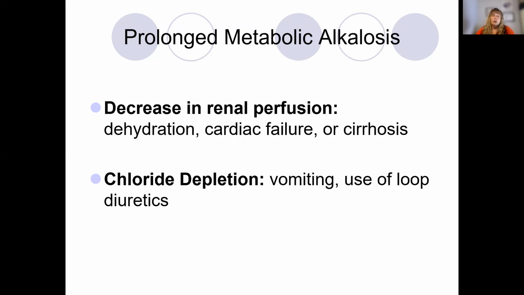You can have prolonged metabolic alkalosis as well. The prolonged metabolic alkalosis is usually due to a decrease in renal perfusion from dehydration, cardiac failure, or cirrhosis. Also, you can have it from chloride depletion, so vomiting or use of loop diuretics.